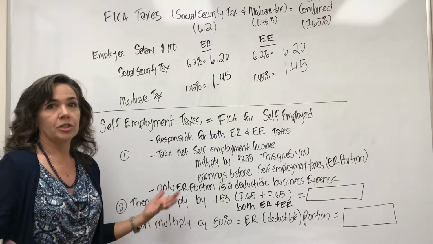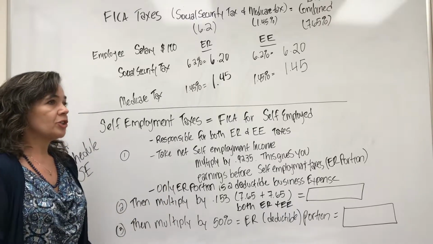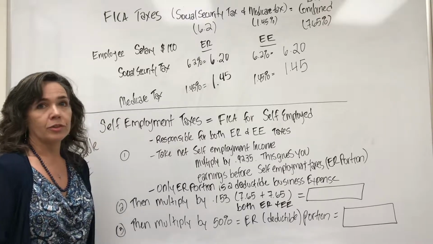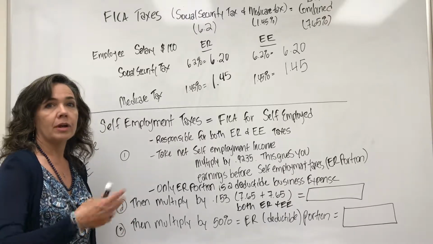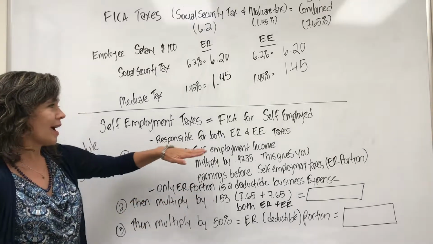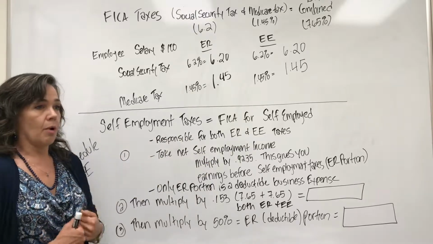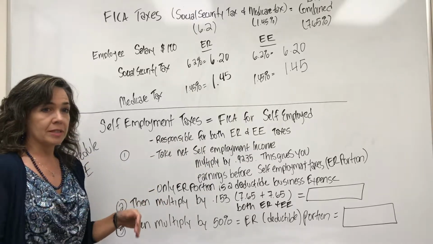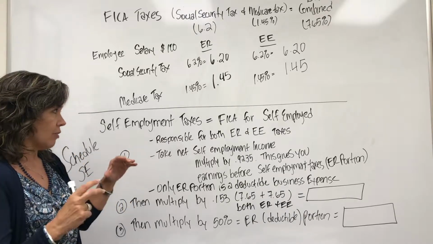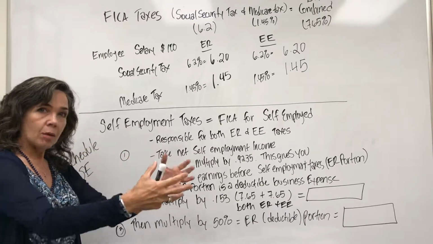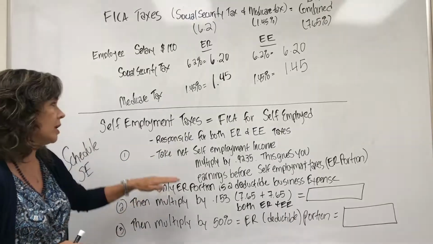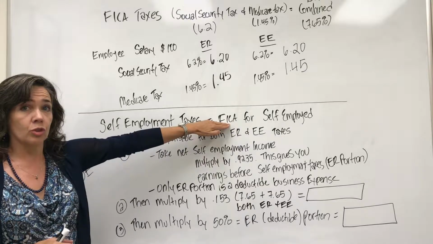I breed German Shepherd dogs. So how much income did I make from this endeavor? Let's say I made $12,000. I didn't pay myself a salary, but every time I bred the dog and got the puppies, I got $12,000 as income, above and beyond all of my other expenses. That's my net income from my self-employment endeavor. So that becomes my salary, $12,000. That's what I earned, so that's what I have to pay FICA taxes on, Social Security and Medicare.